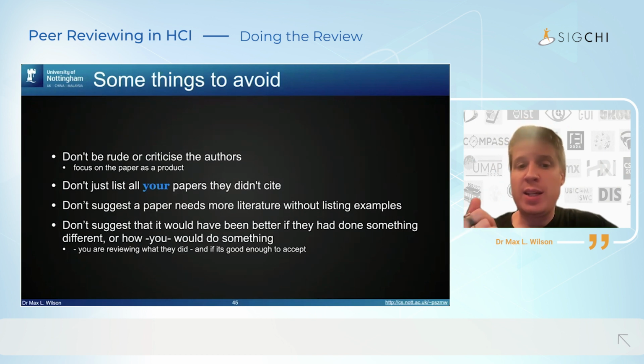Don't suggest that they need to add more literature if you can't say what that literature is. If you're going to say that there are papers they've missed and they need to add them, you should be able to say where they are. You can't say it doesn't cover literature without saying what those covers are. And yes, try not to say it would be better if they did something else. Remember, you're reviewing what they did, and is it good enough?